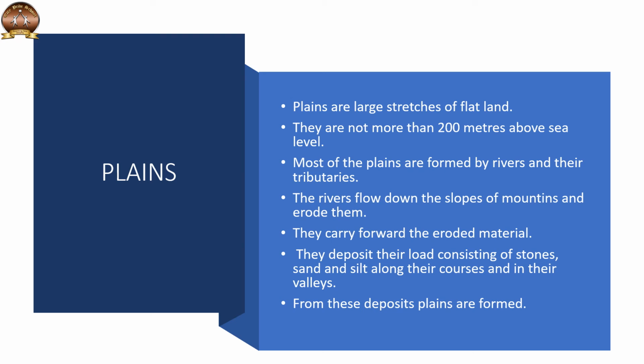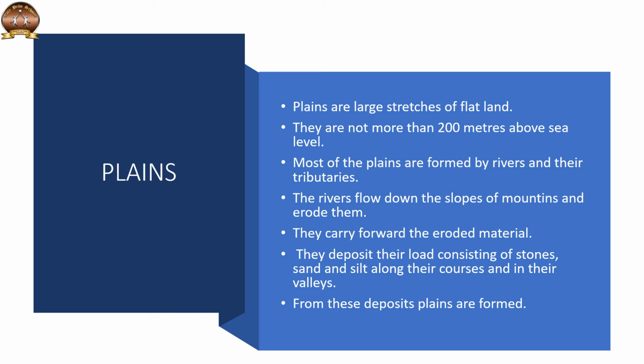The next landform is plain. Plains are the large stretches of flat land. They are generally not more than 200 meters above sea level. Some plains are extremely level, others may be slightly rolling and undulating. Most of the plains are formed by rivers and their tributaries.